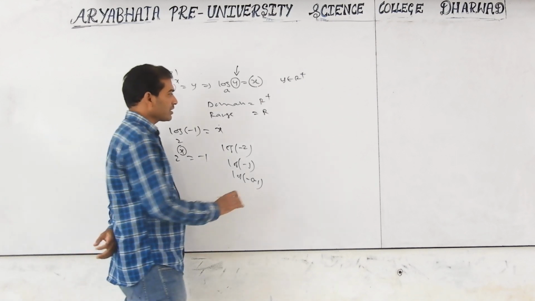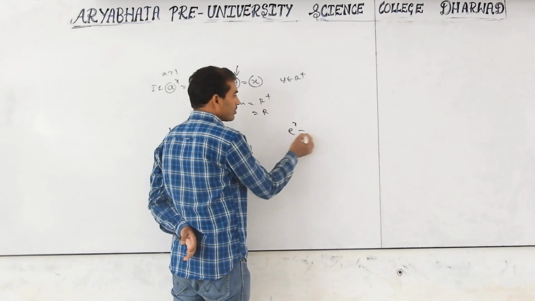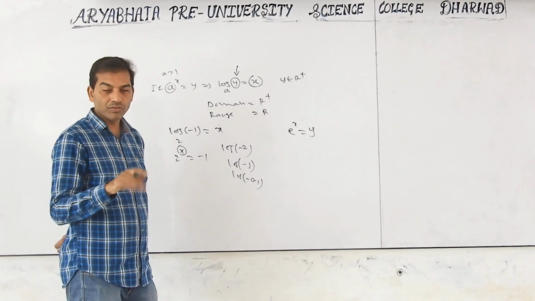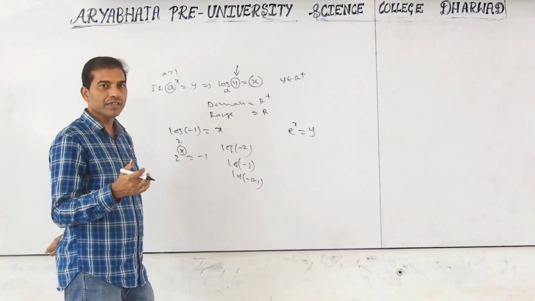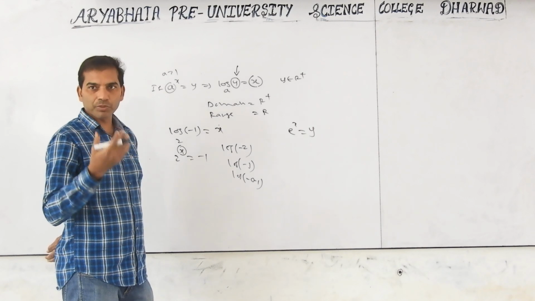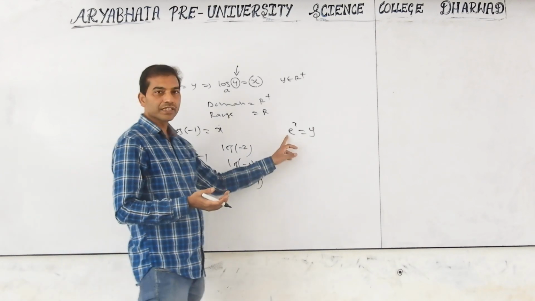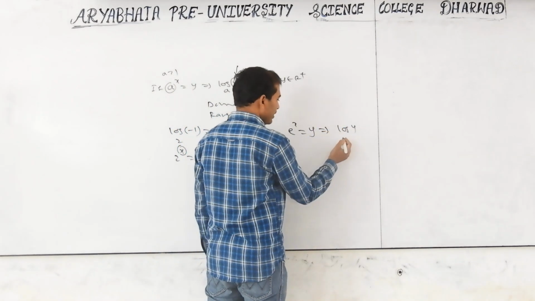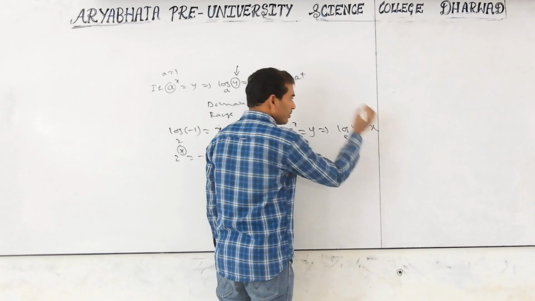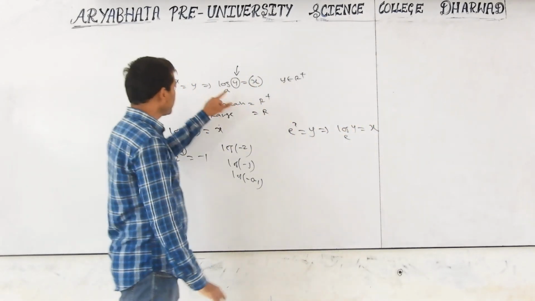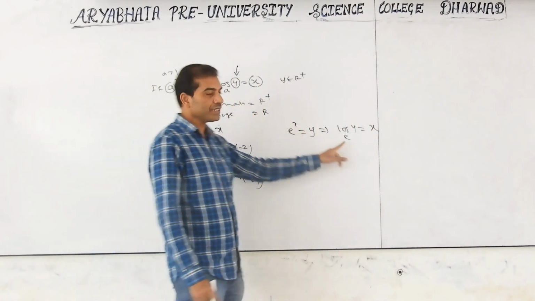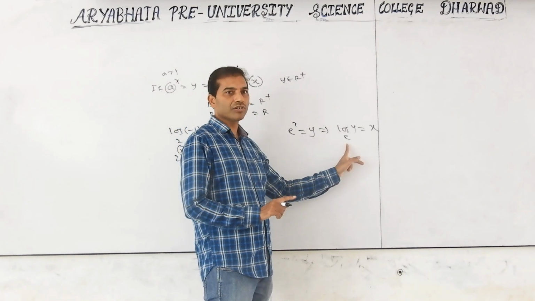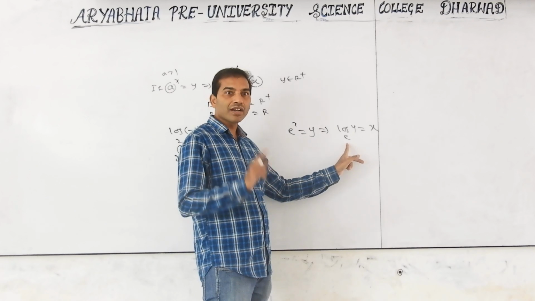Here, for example, e raised to x equals y. This is also called an exponential function. What type of exponential function? We say natural exponential function, where the base is e. Then we can write this as logarithm of y base e equals x. What is the base here? e. If the base is e, then the logarithm is called the natural logarithm.